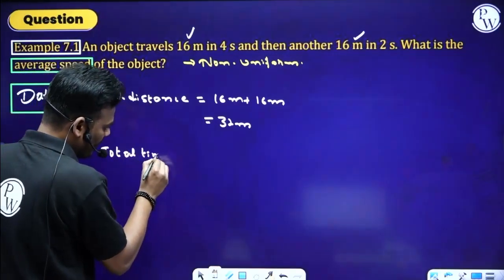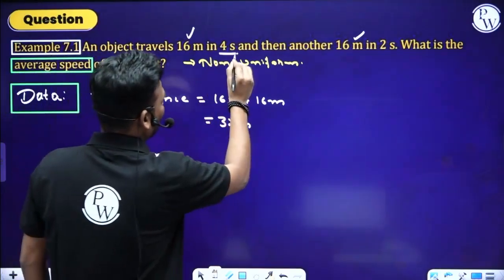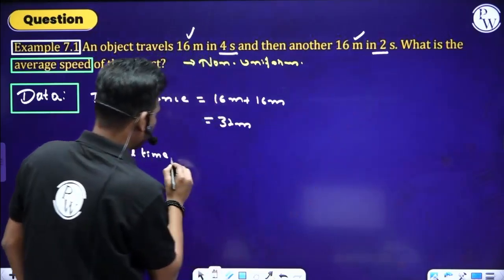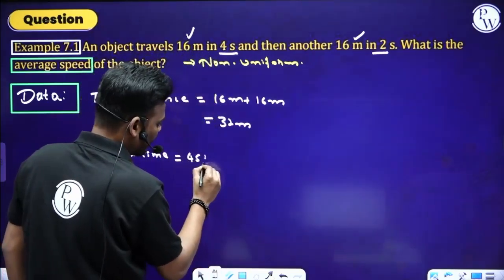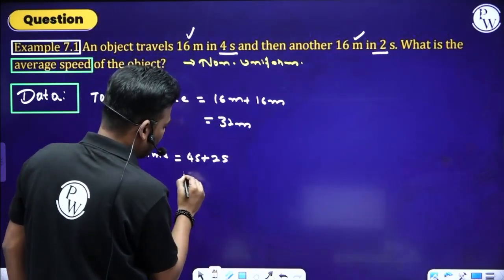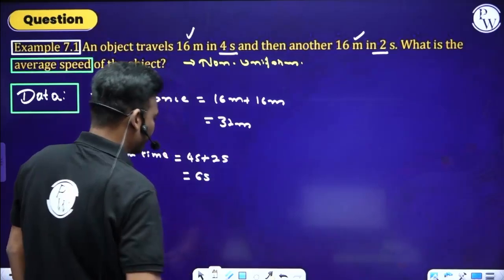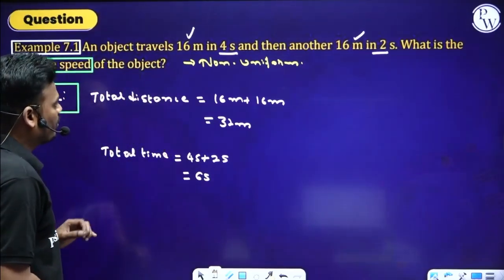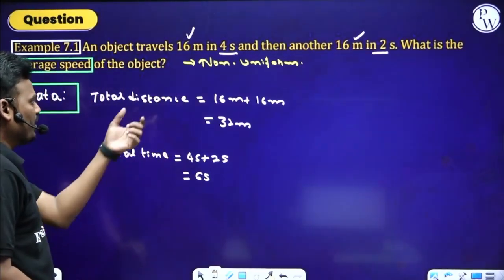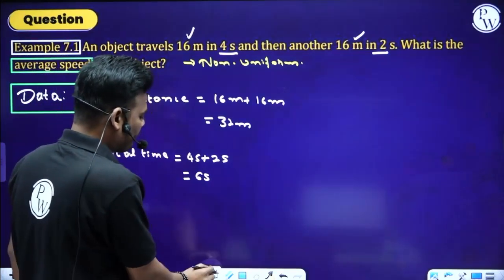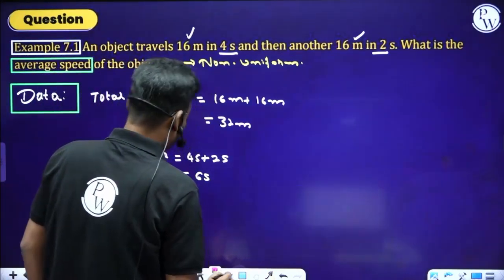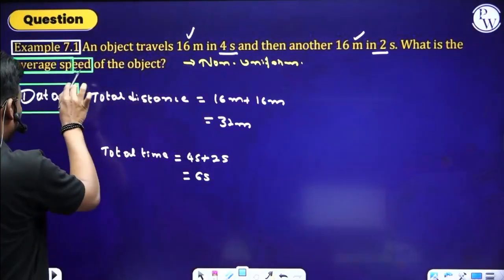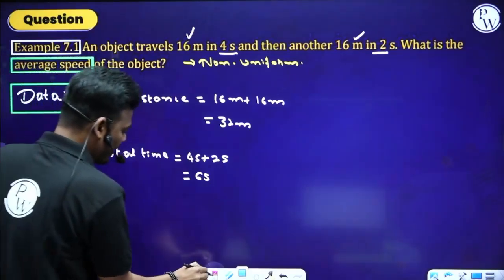Total time. Total time, sir, here 4 seconds and here 2 seconds. That is 4 seconds plus 2 seconds. That is a 6 second. Got it? Okay. Now, what is the relation between total distance and total time? That is average speed. That's what they are asking. That is the average speed.